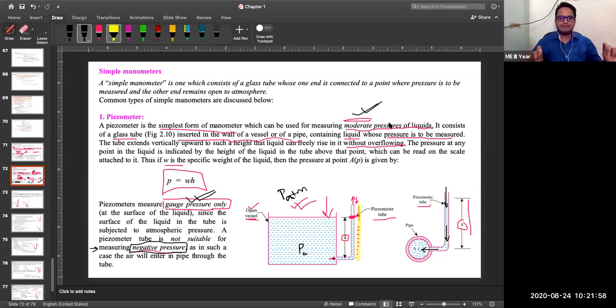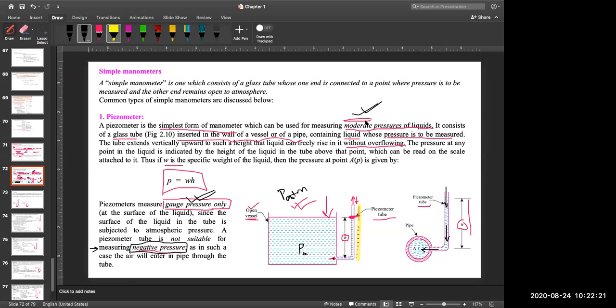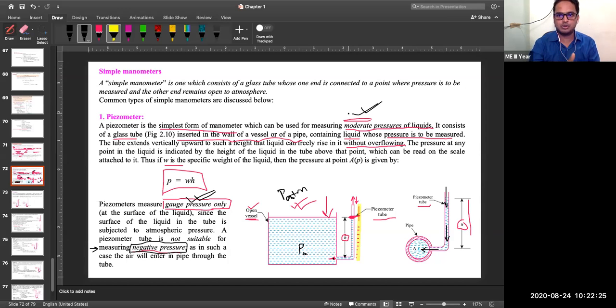Once again I am telling you, the U-tube manometer is very important for your university exam. This is the last topic of unit number 1, so maybe today I will finish unit number 1. If you want one more class, then tomorrow also I will take this topic to solve some numericals. What are the 4 points we have discussed here for piezometer?